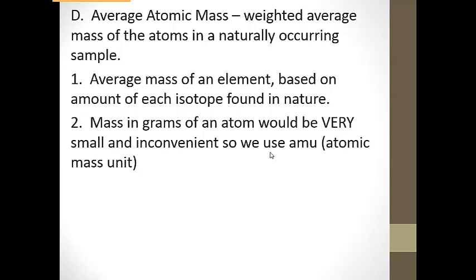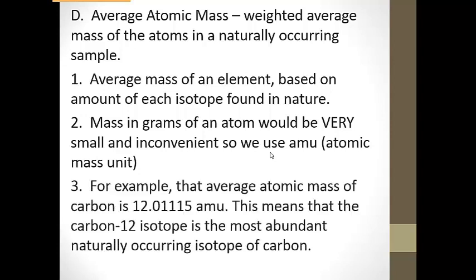The mass, if we did it in grams, would be really, really small, because think of how small an atom is. You can't even see it with your own eye, let alone try to put it on one of our balance beams to get grams. It would be really, really small. So when we do the average atomic mass, we're going to be using a new unit called AMU, which stands for the atomic mass unit.